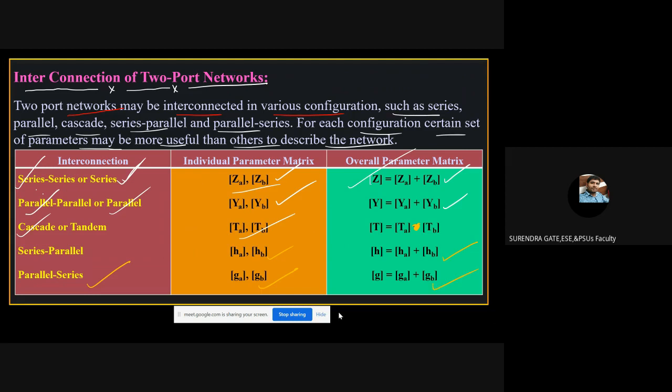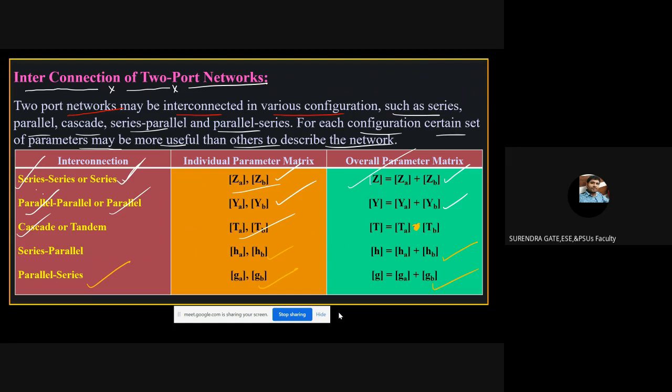Very important. In series connection, which parameter? Z parameters. Parallel connection, Y parameters. Cascade or tandem connection, ABCD parameters. Series-parallel, H parameters. Parallel-series, G parameters are preferable. If you use them like this, then the analysis of the network is very simple.